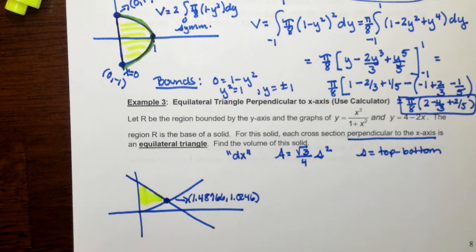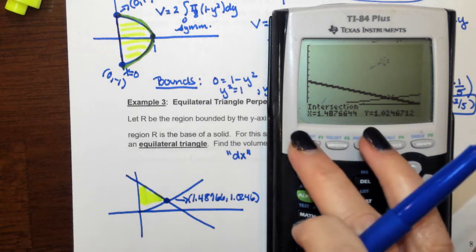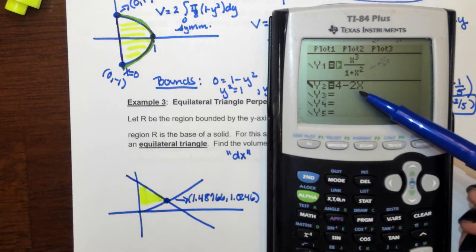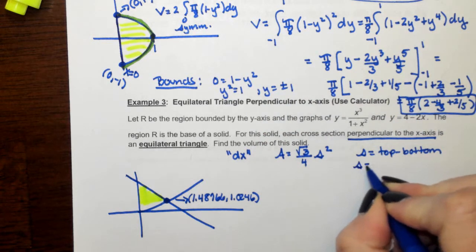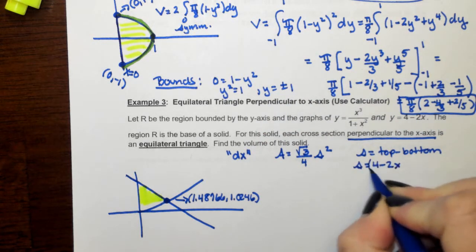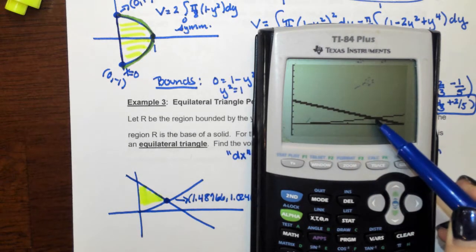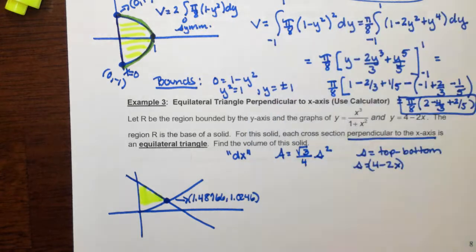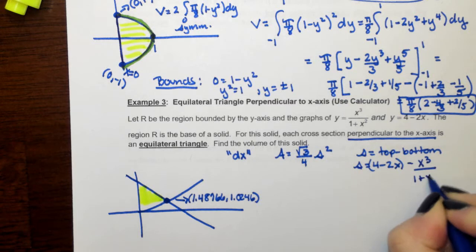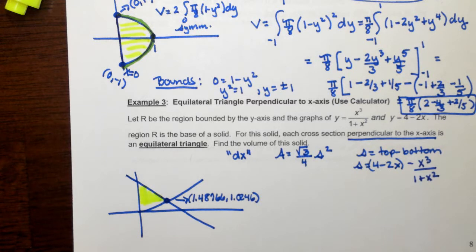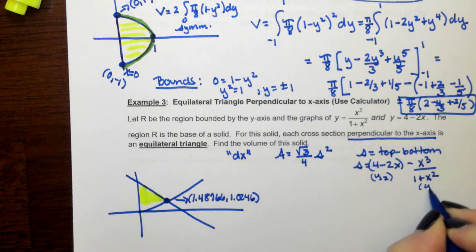So now you can clearly see that the bold line is the function on the top. And remember, that's what I loaded under y2. So the function on the top is my 4 minus 2x. So s is equal to 4 minus 2x. The function that's on the bottom is what I have loaded under y1, which is x to the third over 1 plus x squared. So that's my s. I always like to make a note of that: this is what I have loaded under y1.